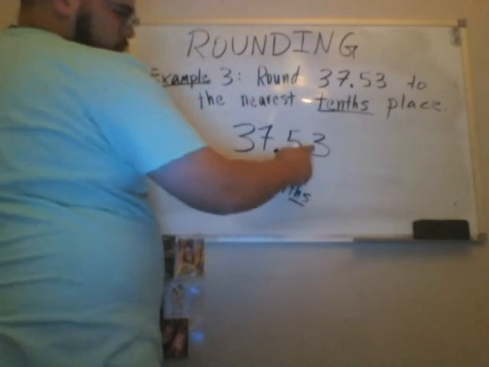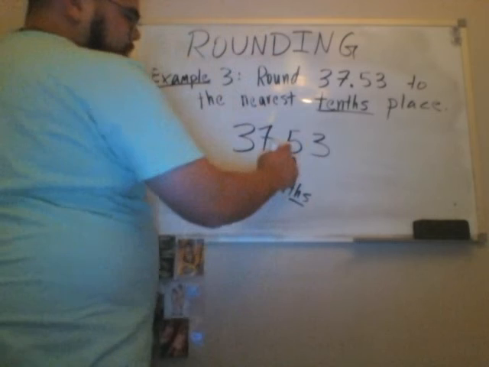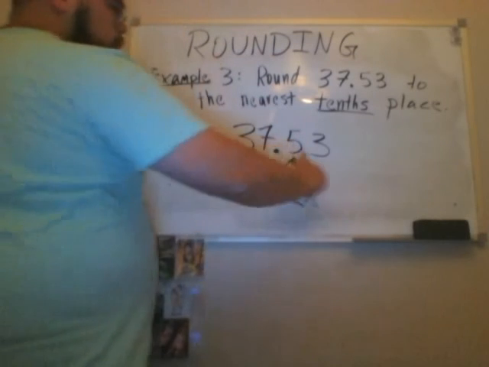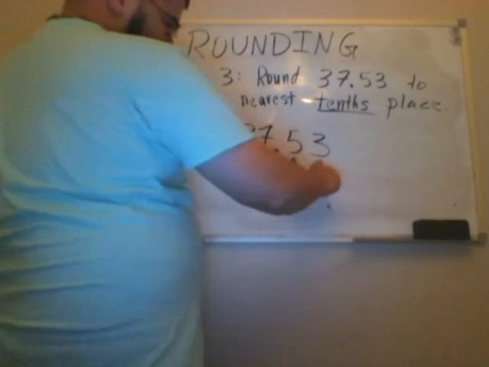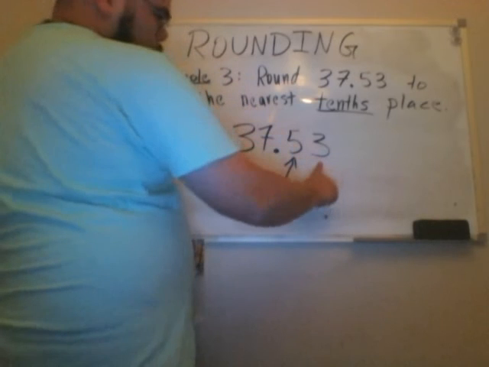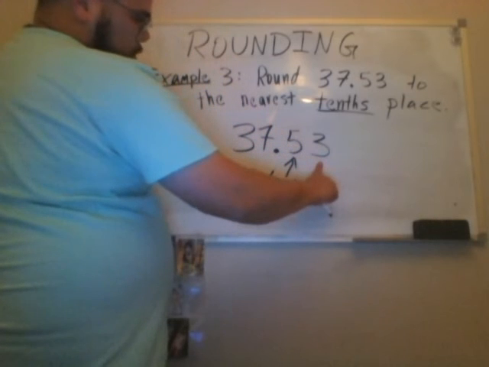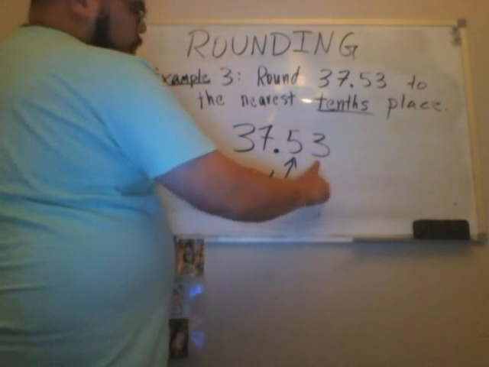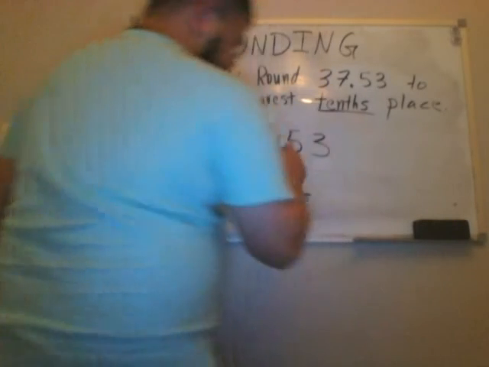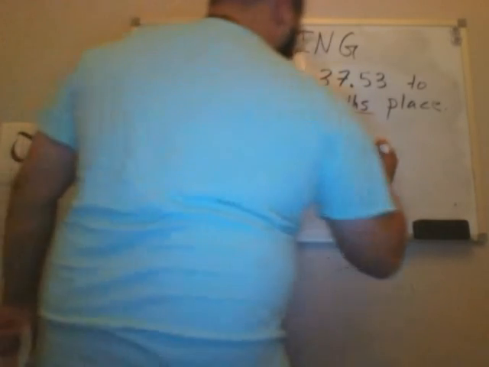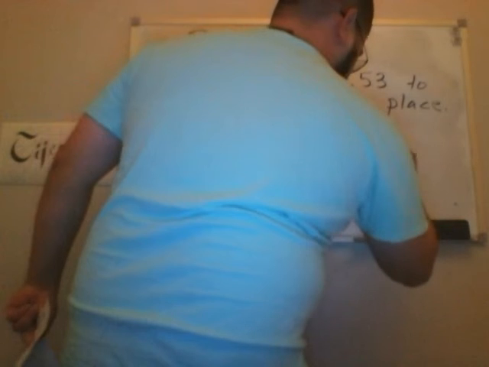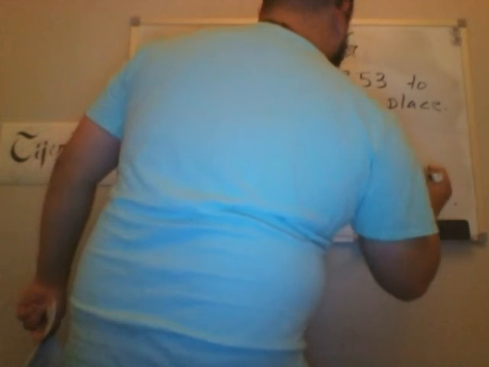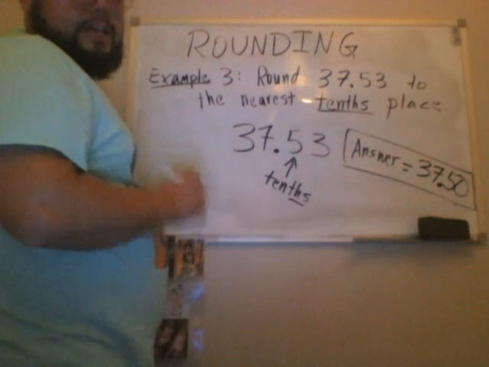And this is the hundredths place. So remember, step 1, identify our place value. Step 2 is look one place value to the right. Step 3 is to use our rules. Is this 4 or less or 5 or more? It's 4 or less, so we're going to let the 5 rest, and we're going to place everything 0 after that. So the answer is equal to 37.50. You could have also just left it as 37.5.